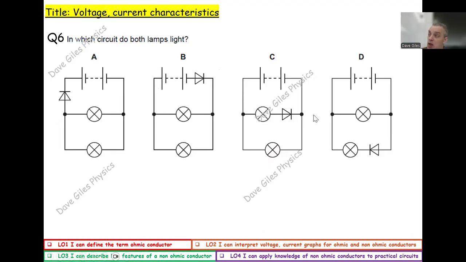So it looks like the answer is C, but we'll double check by looking at D. This end's positive, it'll get here, then it'll be blocked. So current will flow through the middle lamp, but it won't flow through the bottom lamp. So the answer is therefore C.